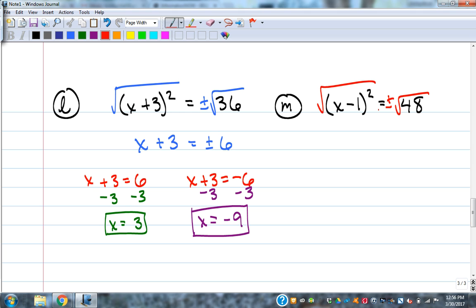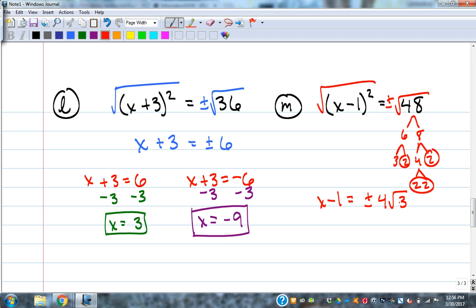So we got to break it down using the factor tree thing, right? 6 and 8, 3 and 2, 4 and 2, 2 and 2. So we got two pairs of 2's. So that's x minus 1 is equal to plus or minus what? Say it again. 4 radical 3.